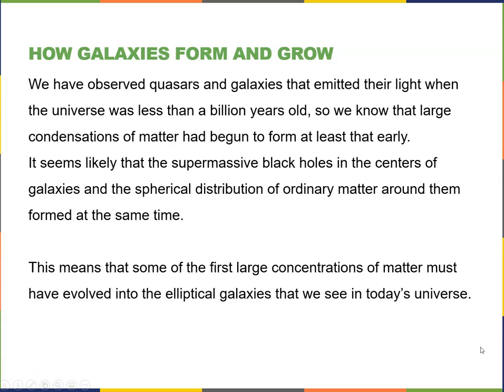So we have observed quasars and galaxies that emitted their light when the universe was less than 1 billion years old. So we know that large condensations of matter had begun to form at least that early, if not earlier. So it seems likely that the supermassive black holes in the centers of the galaxies and the spherical distribution of ordinary matter around them formed at the same time. So this means that some of the first large concentrations of matter must have evolved into elliptical galaxies that we see in today's universe.